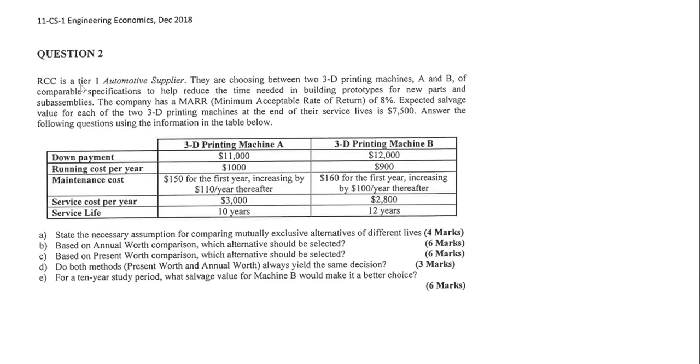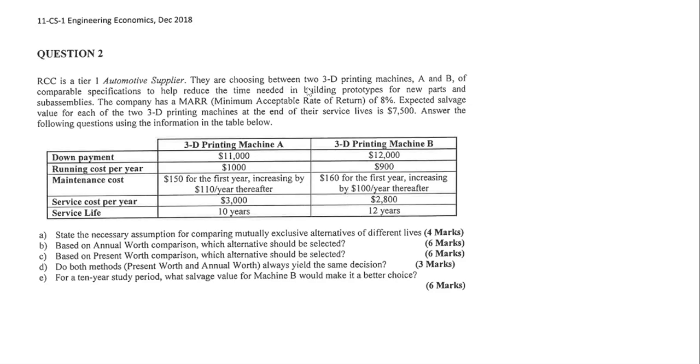Here we are going to solve question number 2 of the course of Engineering Economics. The question is from the December 2018 exam of PENG in Canada. According to the question, RCC is a tier 1 automotive supplier.